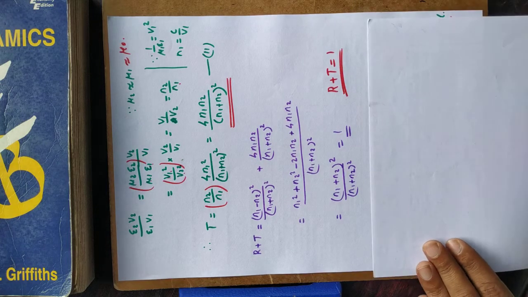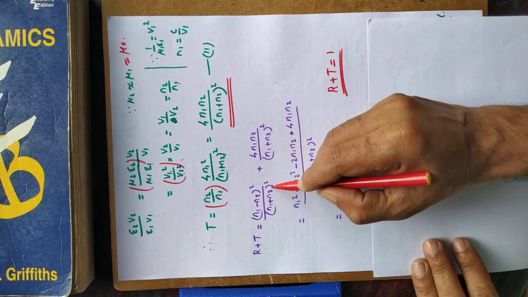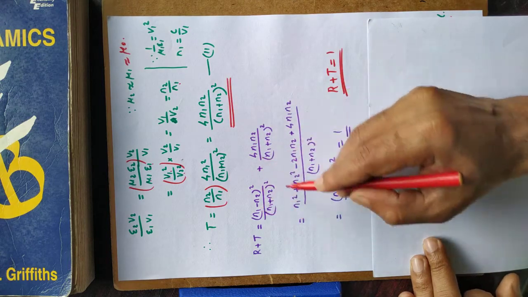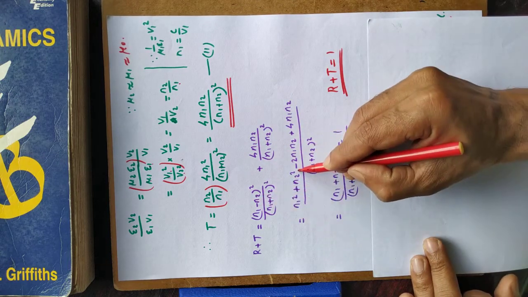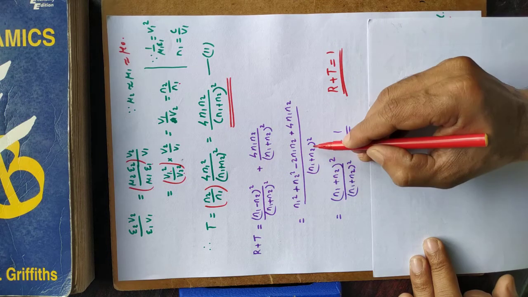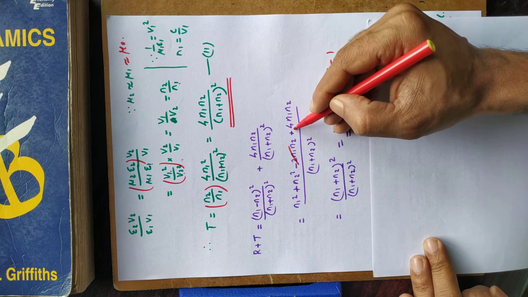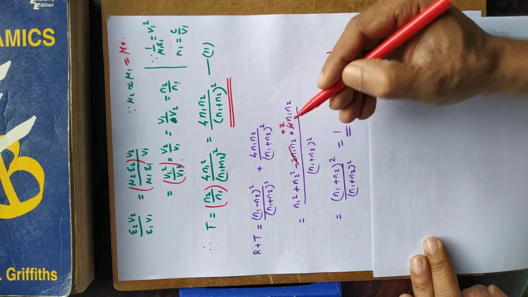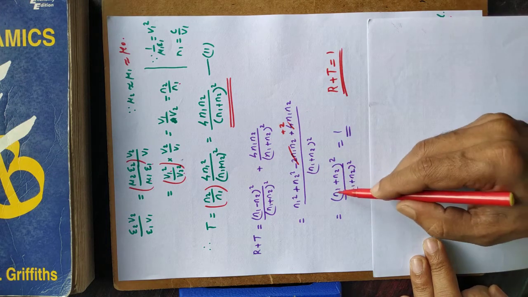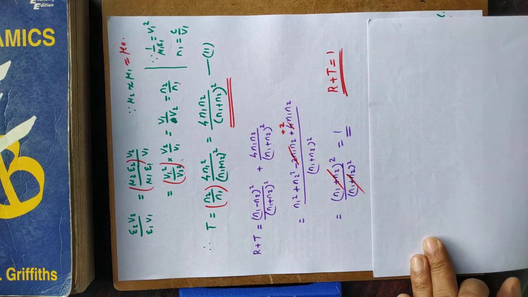Now we can add the reflection and transmission coefficients. R is given by n1 minus n2 whole square over n1 plus n2 whole square. T is given by equation 11. Now if you expand this square, n1 square plus n2 square minus 2n1 n2, then here 4n1 n2, the denominators are the same, so n1 plus n2 whole square. Here minus 2n1 n2 plus 4n1 n2 becomes plus 2n1 n2. So n1 square plus n2 square plus 2n1 n2 is n1 plus n2 whole square. Both numerator and denominator are the same, so we get 1. So R plus T is equal to 1, that is what we are expecting.